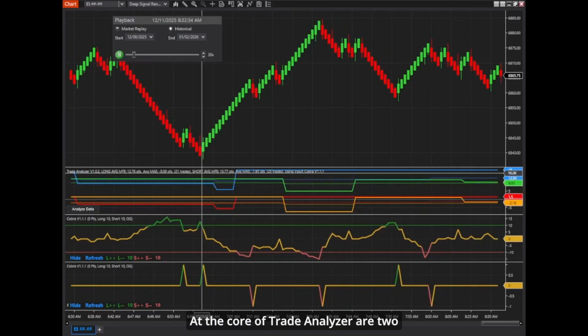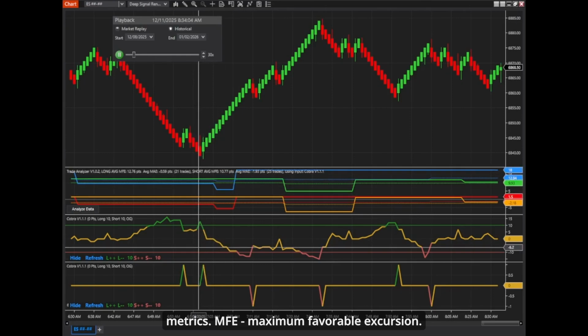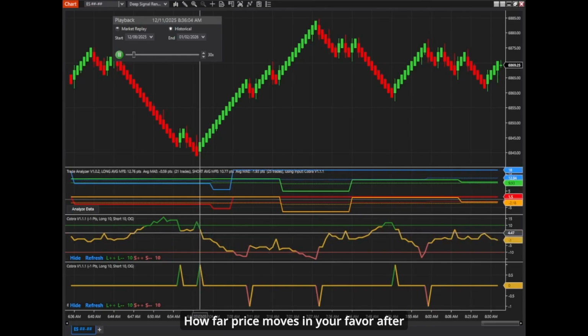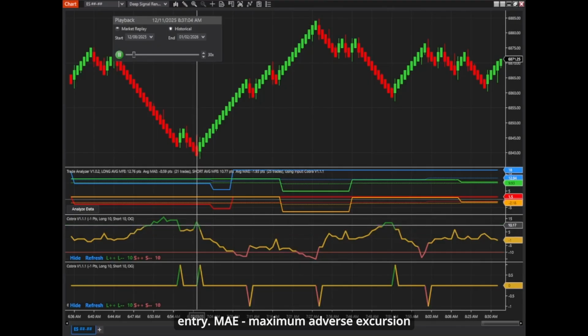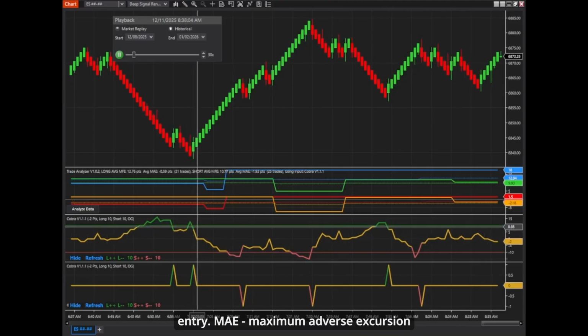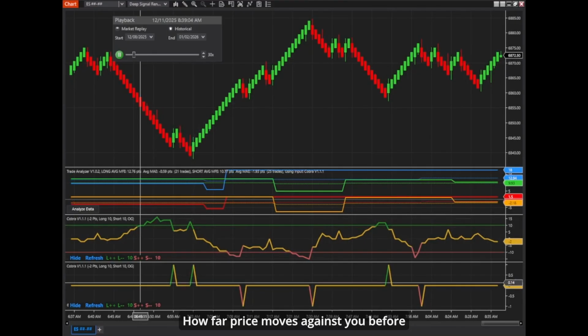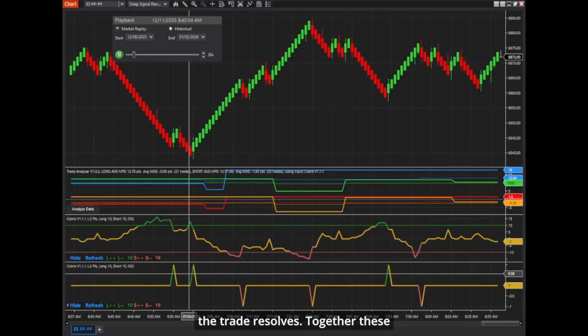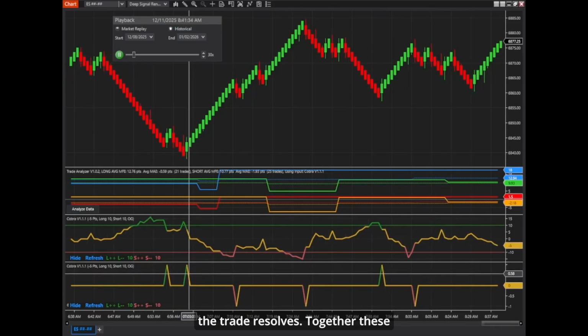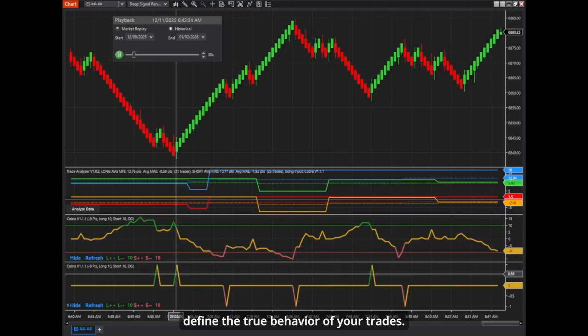At the core of Trade Analyzer are 2 metrics. MFE, Maximum Favorable Excursion, how far price moves in your favor after entry. MAE, Maximum Adverse Excursion, how far price moves against you before the trade resolves. Together, these define the true behavior of your trades.